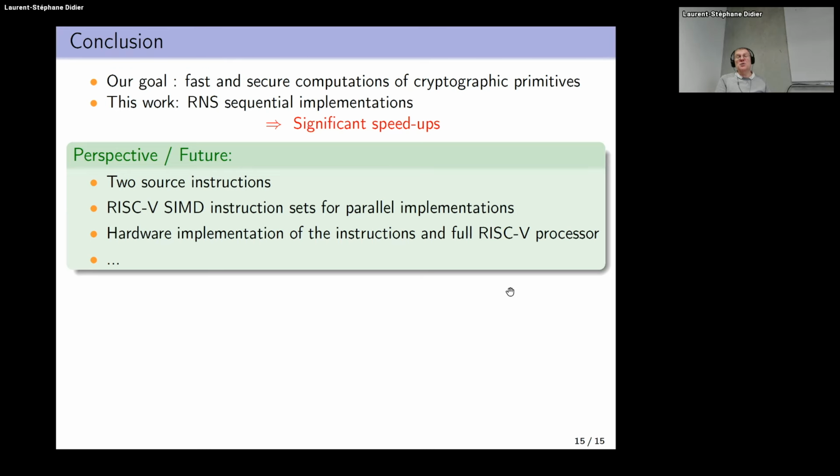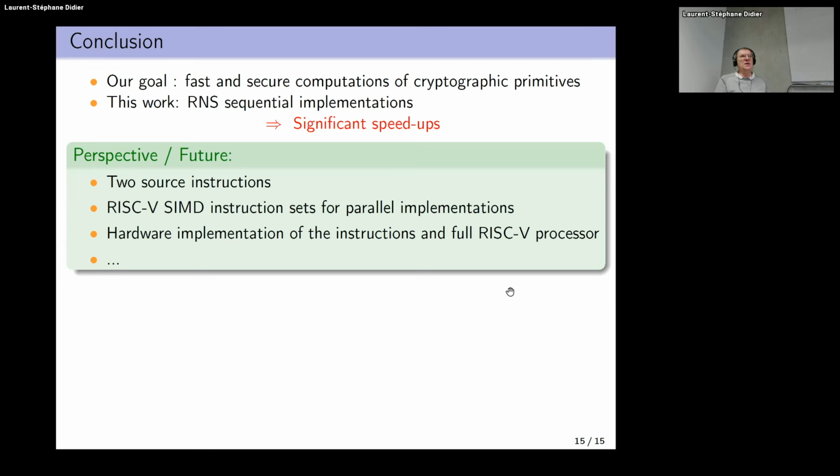What are the future works? We want to improve the instructions and use two source instructions using one of the sources as the destination operand. It's commonly used in cryptographic computation when you have a chain of computations, several operations one after another. But the interest of the RNS is to have parallel computations, to take advantage of the parallel possibilities of the system. So we also aim to implement SIMD instruction sets with the word size modular operations in order to take advantage.